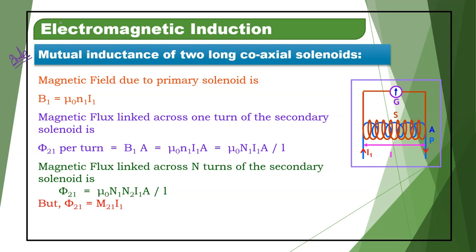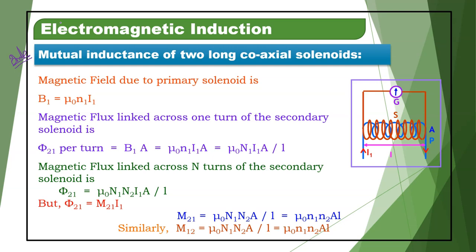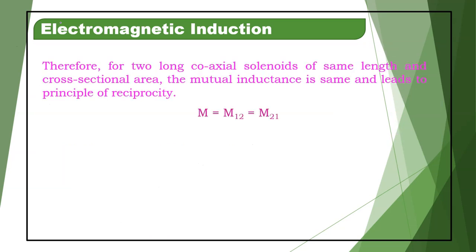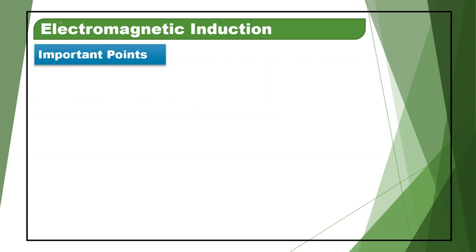So phi 21 is equal to M21 I1. M21 is equal to mu naught N1 N2 A by L. Similarly, we can calculate the same value for M12. Therefore, for two coaxial solenoids, whose axis is the same, of the same length and cross-sectional area, the mutual inductance is the same, which leads to the principle of reciprocity. That means M is equal to M12 is equal to M21.